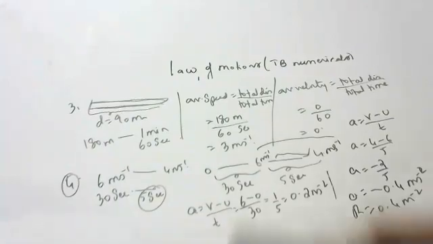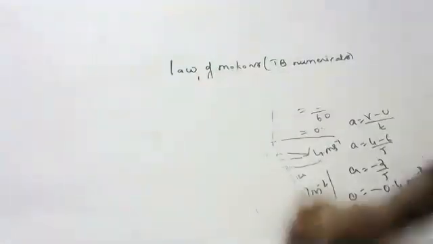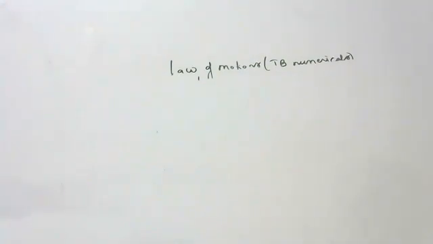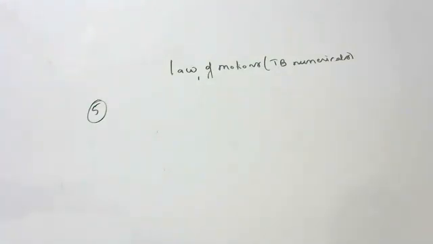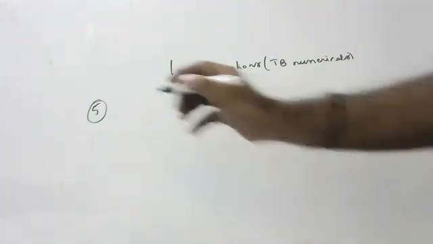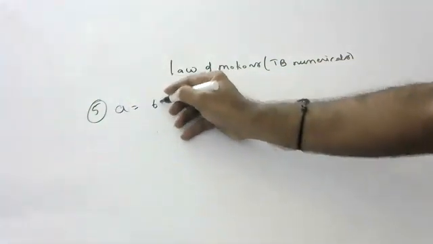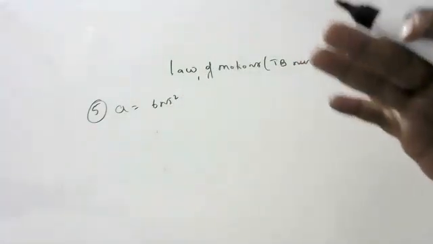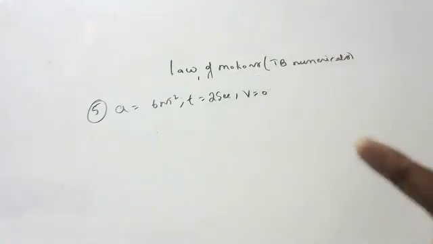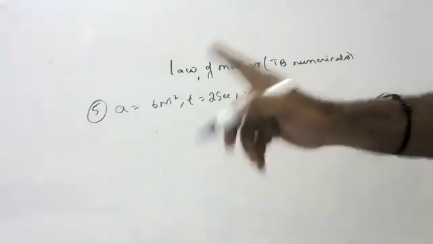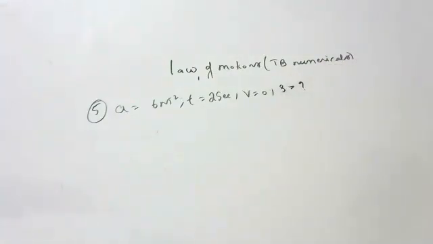Like this question. Next question, children. Fifth question. The brakes applied to a car produce an acceleration of 6 meter per second square in the opposite direction to the motion. If the car takes 2 seconds to stop, means final velocity is 0, children. Calculate the distance traveled during this time. After application of brakes, how much distance did it travel?